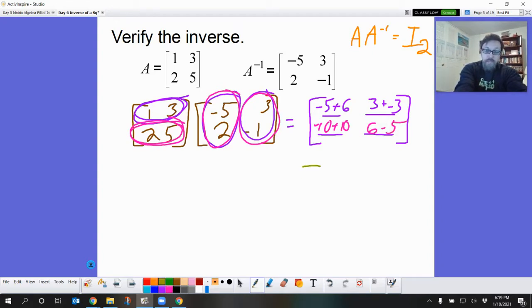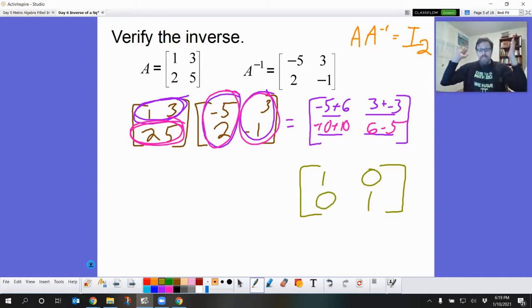And then if we combine all those numbers, negative 5 plus 6 is 1, 3 plus negative 3 is 0, and then we get a 0 and a 1. Aha, that's an identity matrix. So yep, those two matrices are inverses of each other. Neat, neat, neat. Well, that's a cool thing.